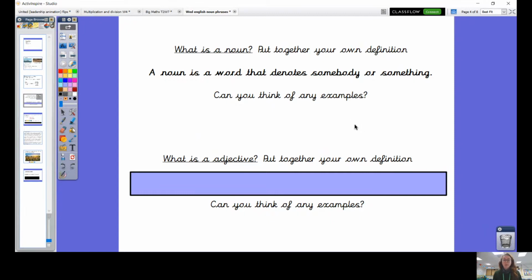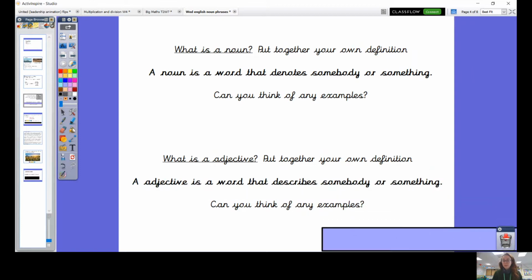So now have a little think about what an adjective is. You might want to pop your own definition in your book. So what is an adjective? So do that now if you'd like to. You could think of some examples as well. My definition is an adjective is a word that describes somebody or something. It's a describing word.